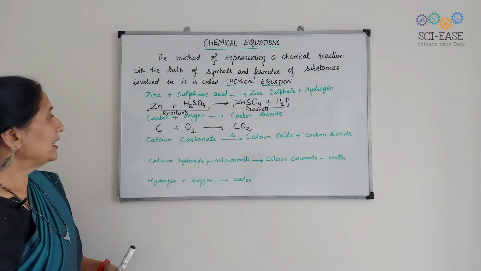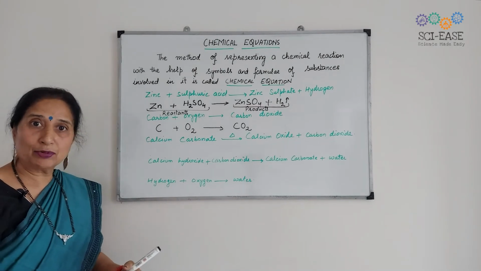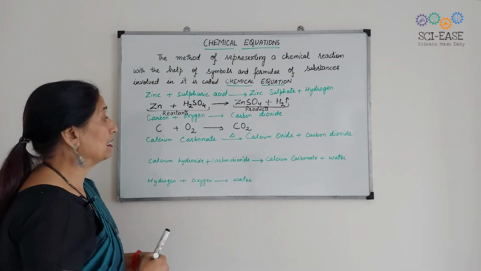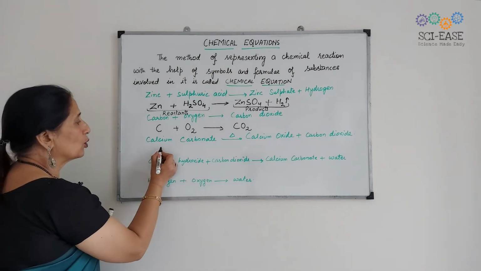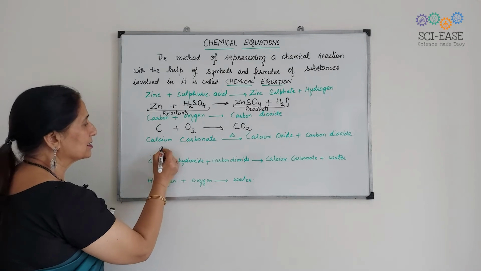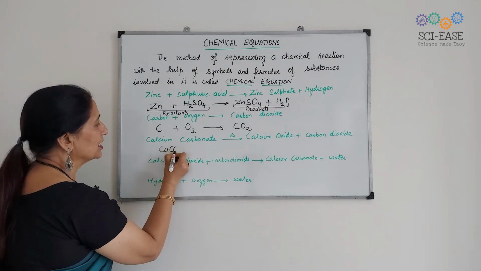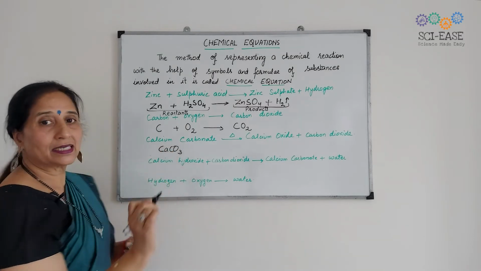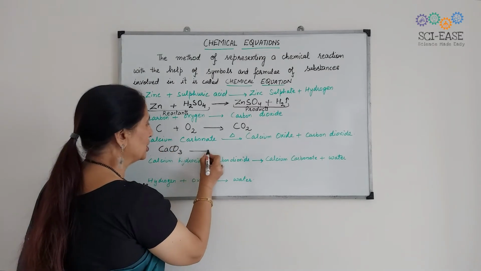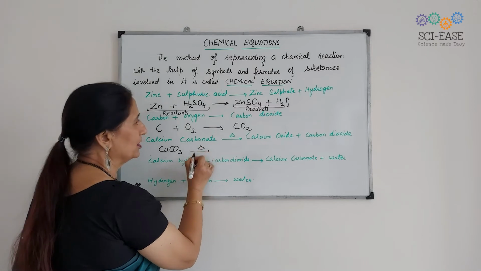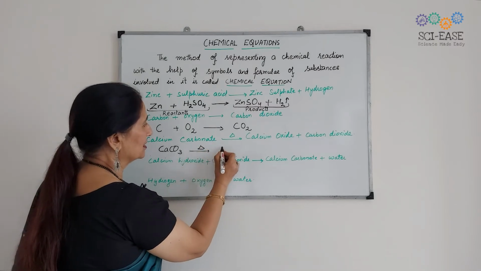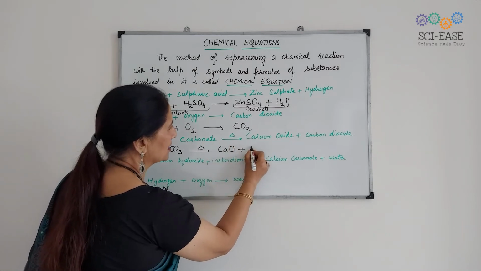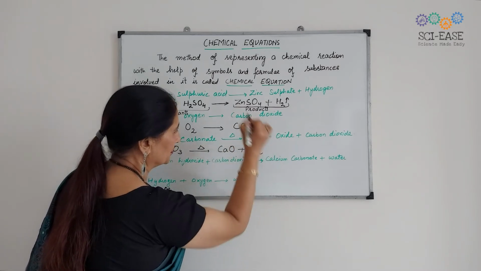Okay? Now, next is the decomposition of calcium carbonate. We come across this equation time and again in our syllabus. So, calcium carbonate is CaCO3. Only one reactant is there. There is decomposition of this, and this will result in the formation of CaO plus CO2.